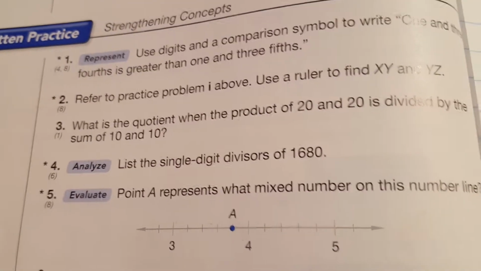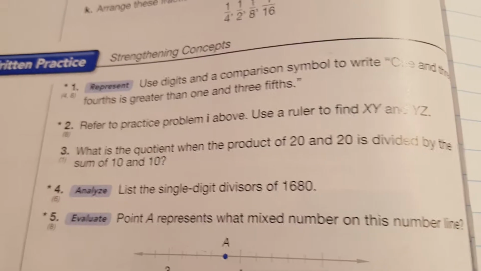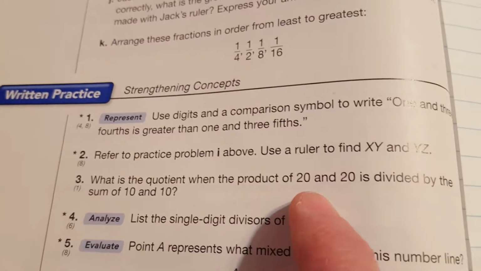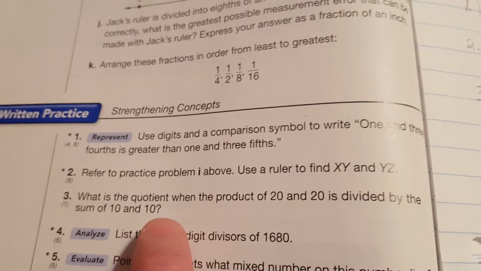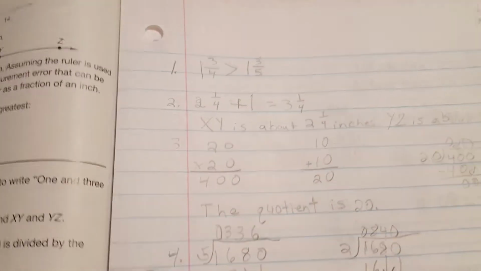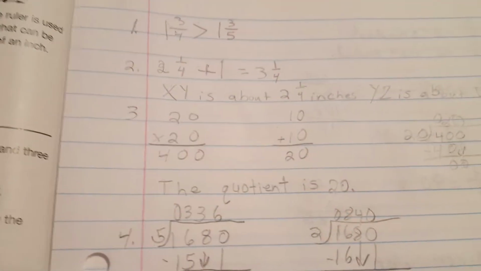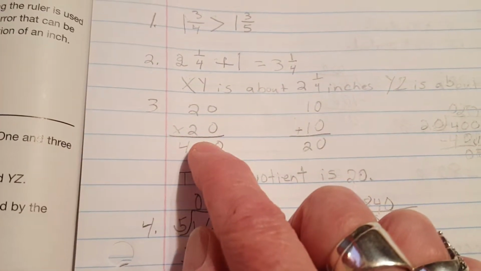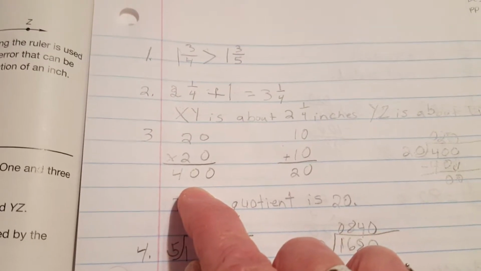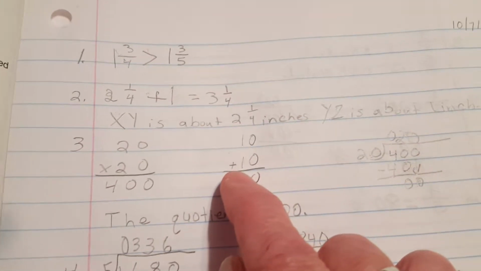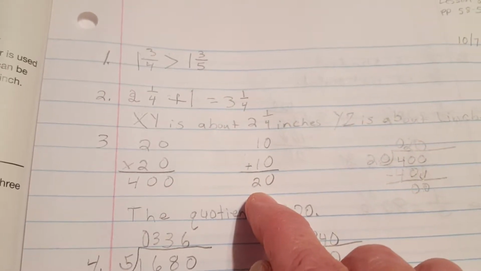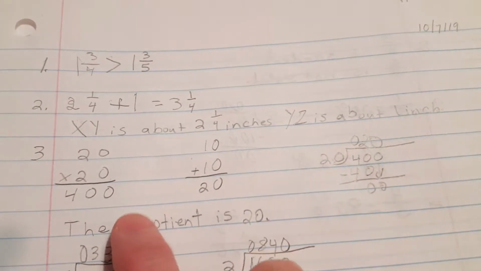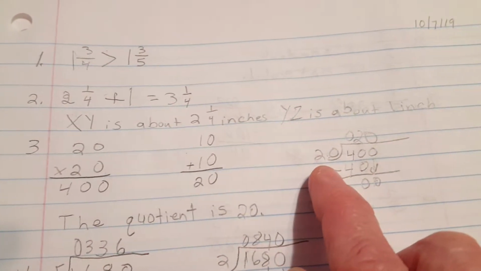Okay, number 3. What is the quotient, which means we're going to divide, when the product of 20 and 20 is divided by the sum of 10 and 10? So this is a 1, 2, 3 step. No big deal. We got this. Product of 20 and 20 is 400. And the sum, when they say sum, I'm going to add. 10 plus 10 is 20. So what's the quotient? I need to take the 400 from the product and divide it by 20.